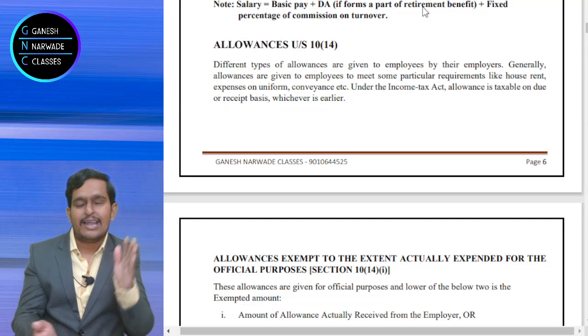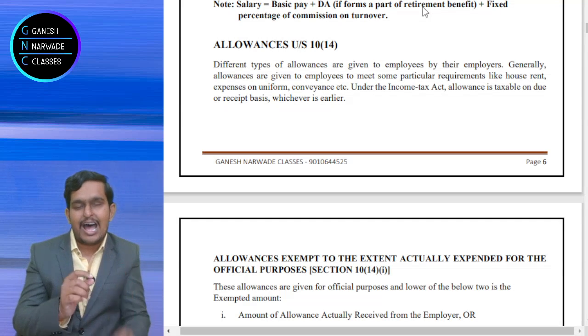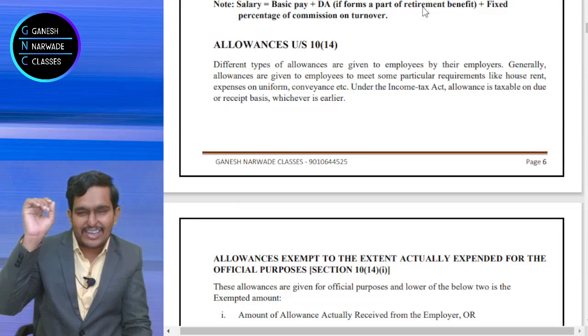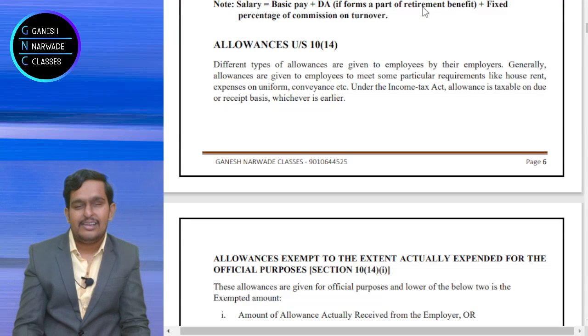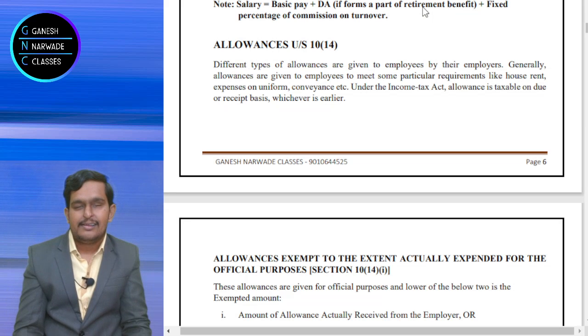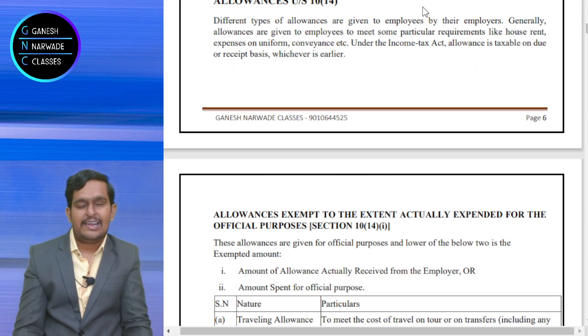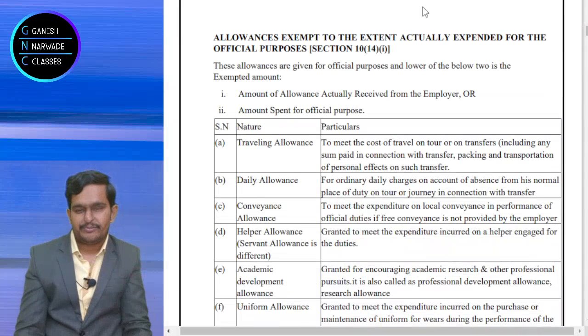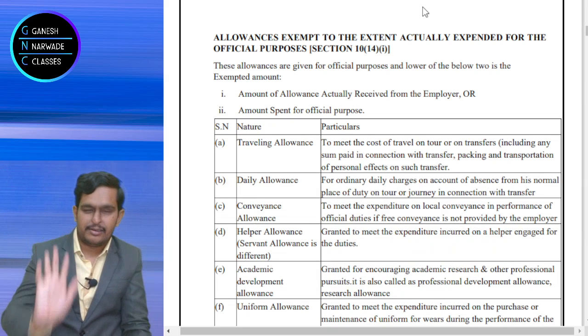So this is what allowance is. Allowances are payments made by the employer for a specific purpose, to meet specific needs of the employee. This is called allowance. Clear? Now there are certain allowances which we are going to understand where up to actual expenditure is exempt.